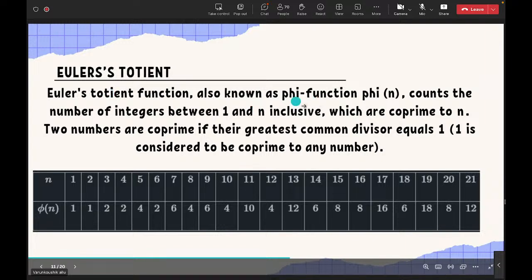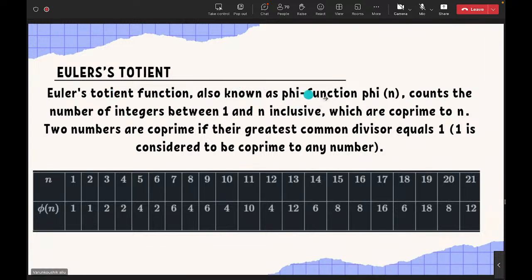So what this function basically does is it counts the number of integers between 1 and n which are co-prime to n, including 1 and n. 1 is anyway co-prime to n because the GCD will be 1 only. n cannot be co-prime to n because the GCD will be n. So indirectly, it's all the numbers from 1 to n minus 1 which are co-prime to n.